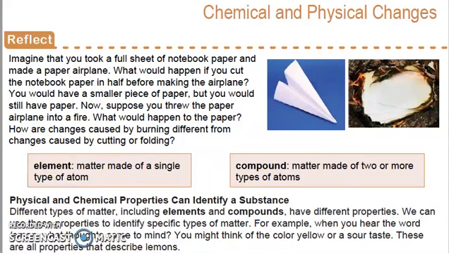You need to know what an element is. An element is matter made of a single type of atom. This is kind of like a pure substance. A compound is matter made of two or more types of atoms.